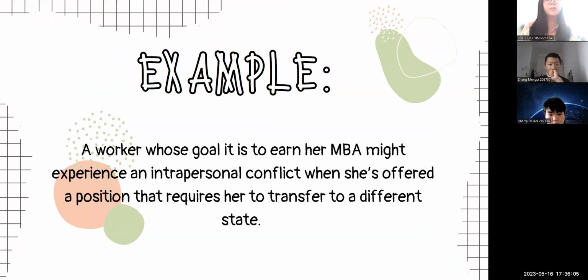This is an example for intrapersonal. A worker who wants to earn her MBA might experience an intrapersonal conflict when she is offered a position that requires her to transfer to a different state. This may involve the primary causes of conflict, which are information and also the environment, because the strength of the worker cannot play out well because of the restrictive environment.